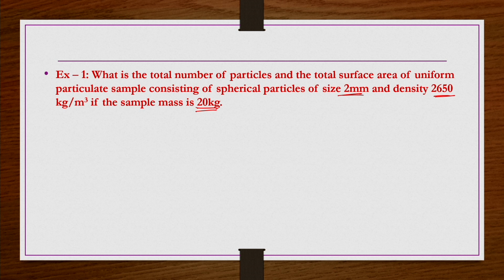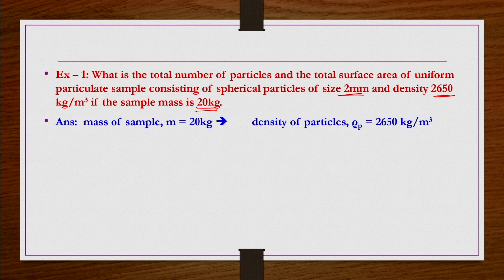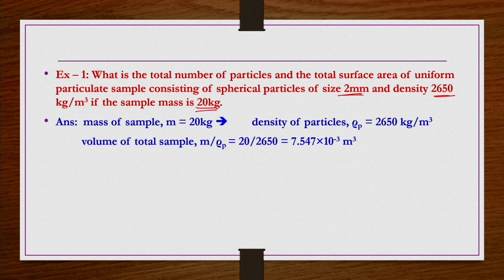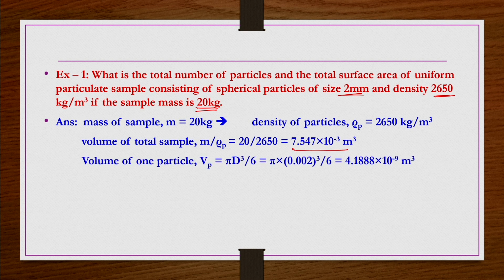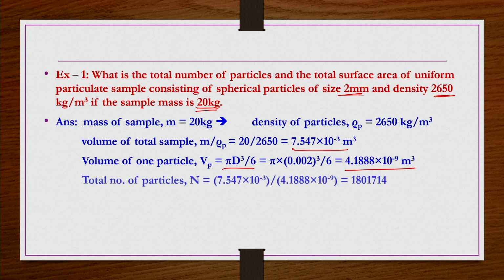So, simply we can get this information by using the equations. What would be the volume of the total sample? That would be m by rho p; m is given, rho p is given. So, total volume would be this one. Likewise, the volume of one single spherical particle is pi d cube by 6, where d is the size of the particle. So, you get the volume of a single particle like this. If you divide the volume of the total sample by the volume of one single particle, you will get the total number of particles, 1801714 you get here.